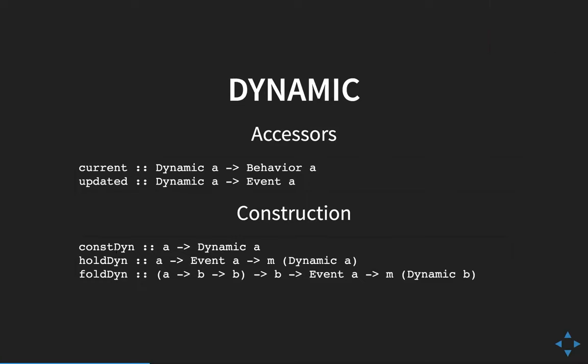Holddyne is analogous to the hold that you saw for behavior in the earlier slide. It takes an initial value and then an event that gives you the updates to this value, and then the dynamic that it gives you back is a step function, essentially, that has this value at all points in time. And then folddyne is another really important way of constructing dynamics. You have an initial value, you have an event, and then you want to fold, and your new value is a function of the previous value and the new event.